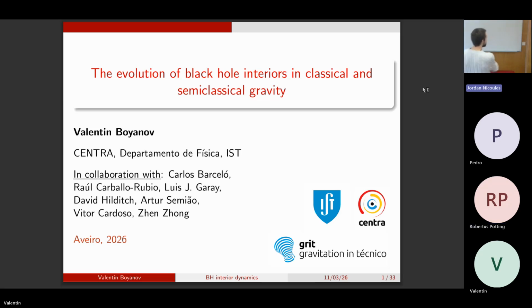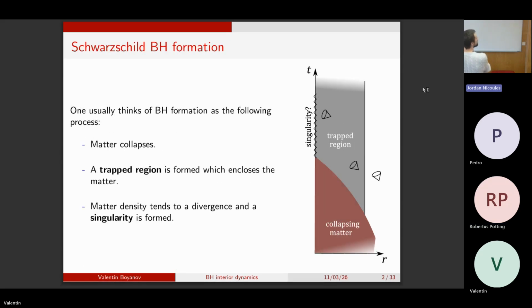Well, to begin with, let's go back over what black hole formation is. So usually when one thinks of a black hole, one thinks of a collapsing distribution of matter that at some point becomes dense enough that a trapped region forms around it, and then it continues collapsing inside the trapped region, following the light cones, and at some point infinite density is reached and a singularity is formed.